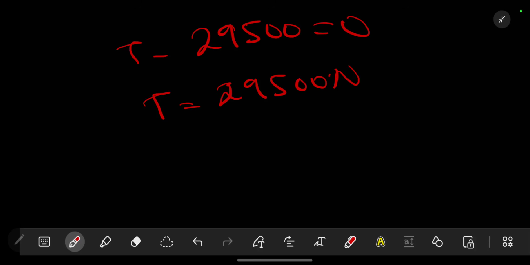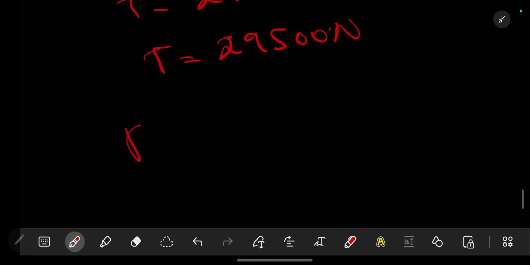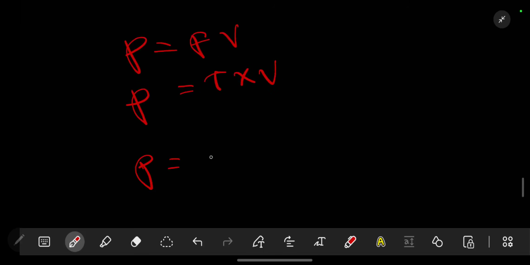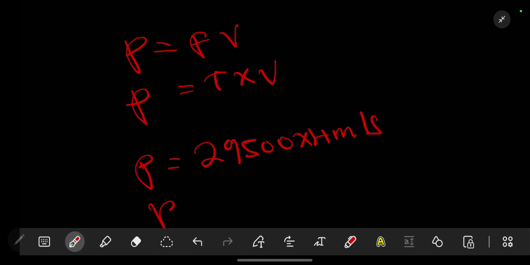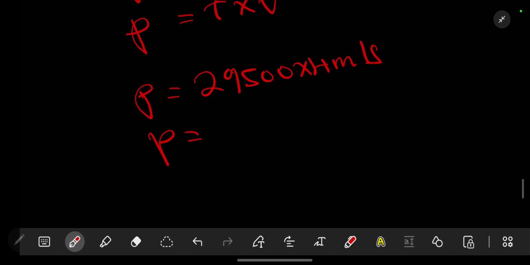If this is our tension, we can now say the power is equal to force times the velocity. In this case, it will be tension times the velocity because it is the one that is pulling. So power should be equal to the tension, which is 29,500, times the speed, which is our 4 meters per second. So if we multiply this times 4, it will give us 118,000 watts as our power.